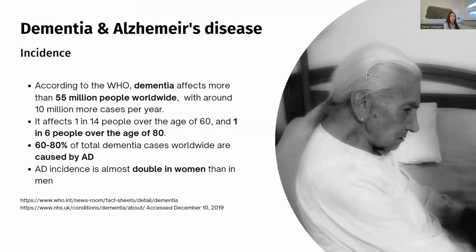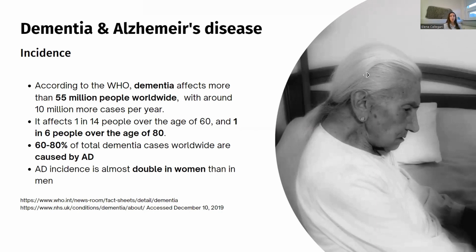Why do we care about Alzheimer's disease so much? And why do we not care so much about vascular dementia, for example? Well, that is because Alzheimer's disease is much, much, much more frequent than other types of dementia.